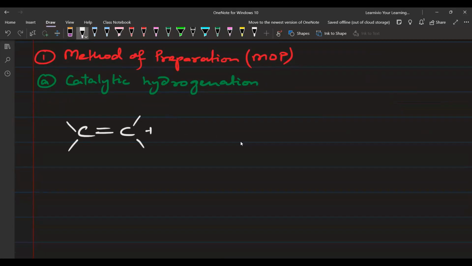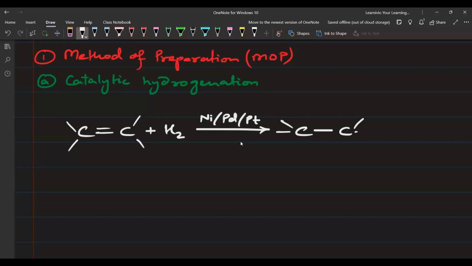For example, C double bond C plus H2, this is hydrogenation. In the presence of, you can use nickel, or you can use palladium, or you can use platinum. The answer will be carbon with the 2 groups as it is. The pi bond will break to sigma bond. The 2 groups as it is. Both the carbon atoms will get a hydrogen atom like this. Does it make sense? Yes or no? Please tell me. Yes, sir.